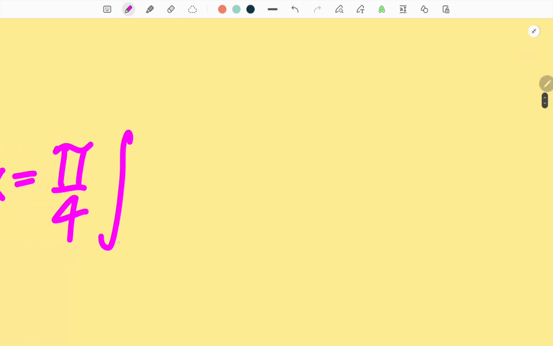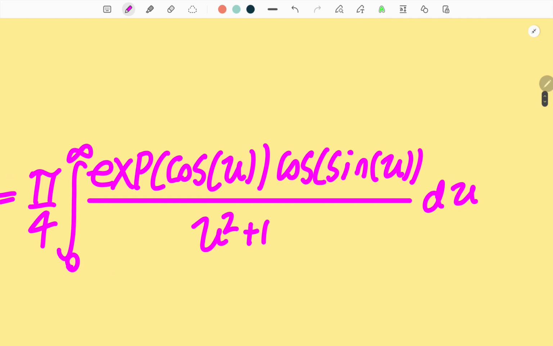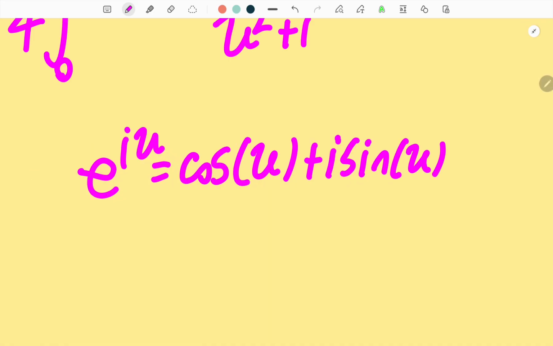So, times the integral from 0 to infinity. Let me write this out real quick and I'll say what I did. Here we go. Now, all I did was write it out, and here we are. Now, the first thing I want to do to this new integral is simplify the numerator. So the way I would do that is by using Euler's formula. So let me write down Euler's formula real quick. Here is the Euler's formula.